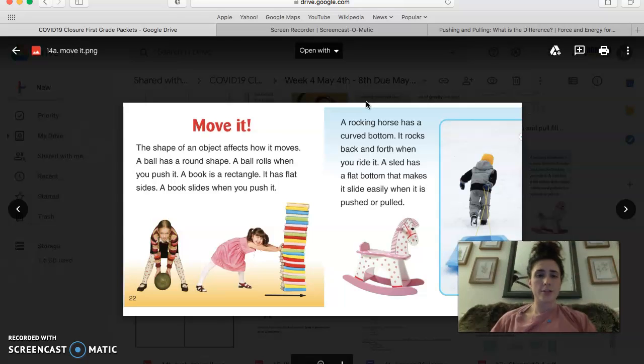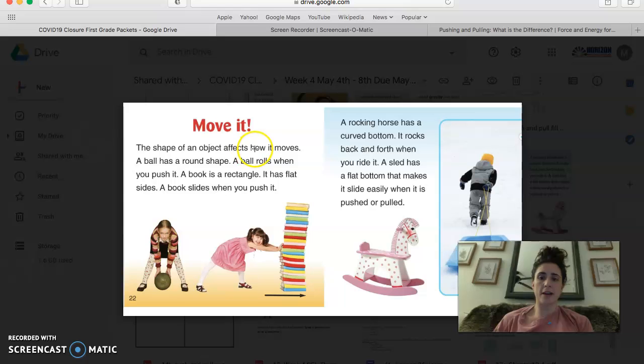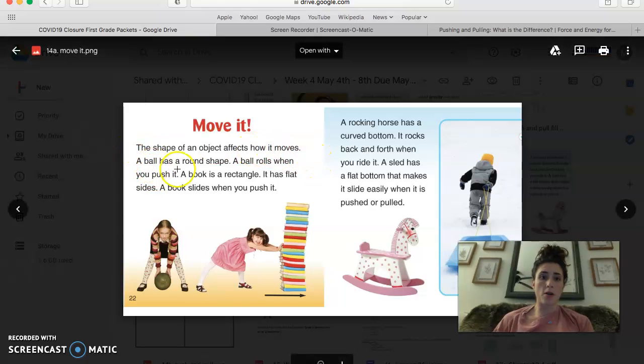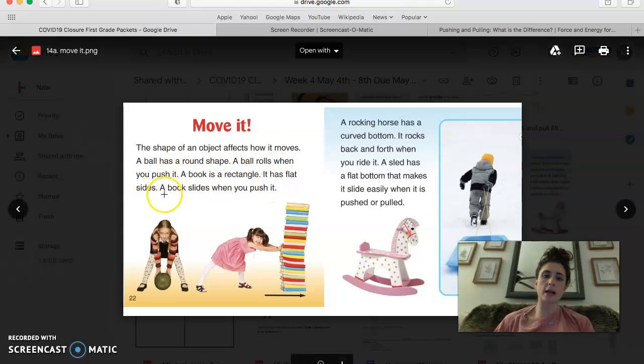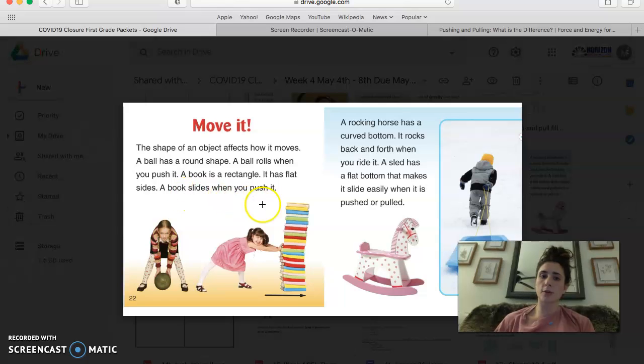Okay, so it's called Move It. The shape of an object affects how it moves. A ball has a round shape. A ball rolls when you push it. A book is a rectangle. It has flat sides. A book slides when you push it.